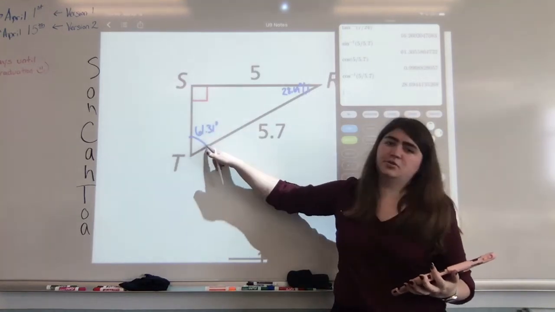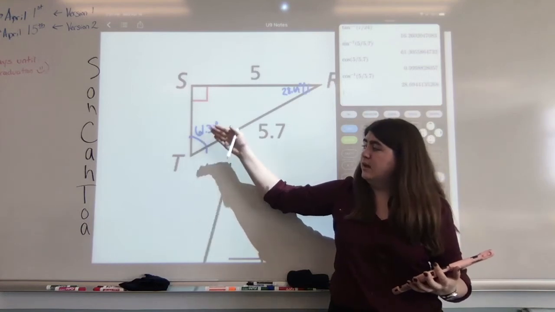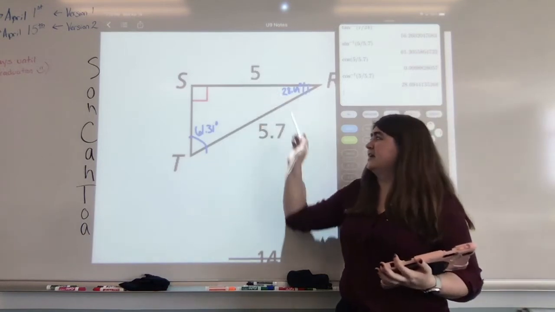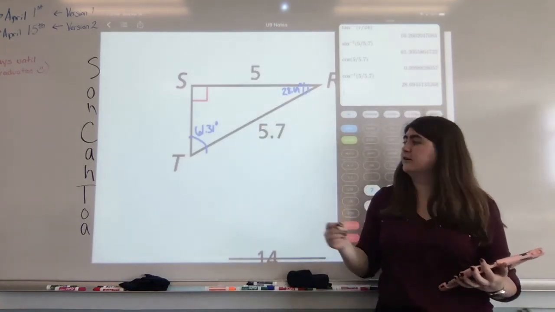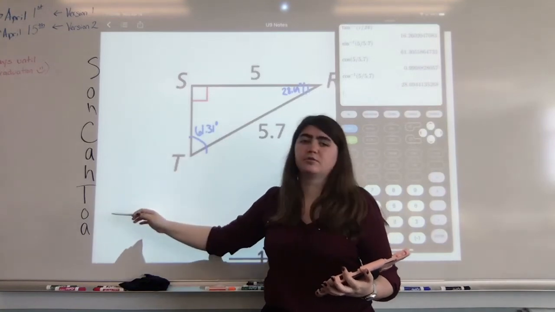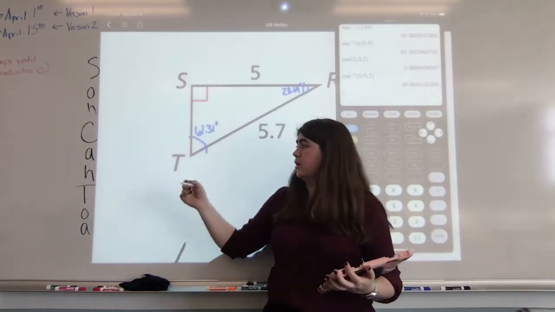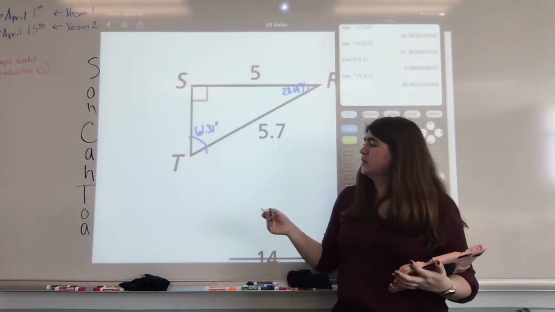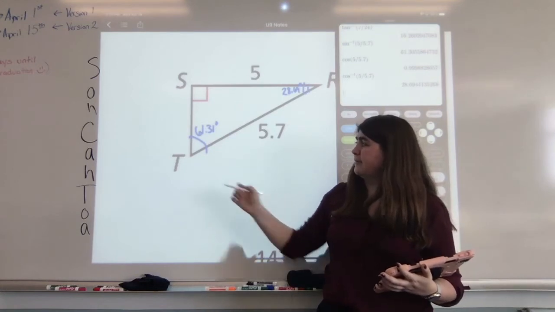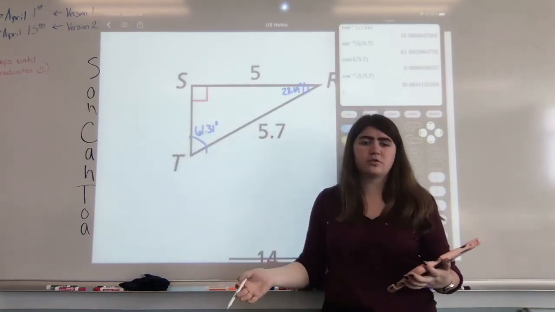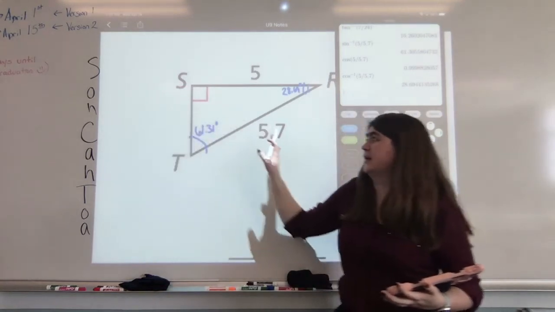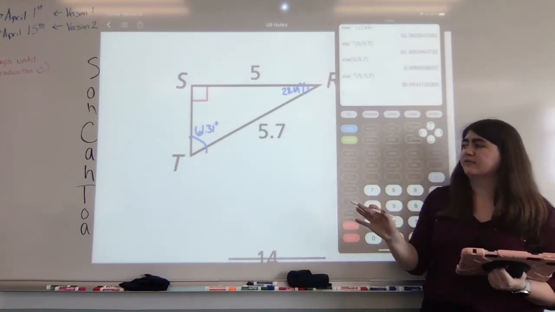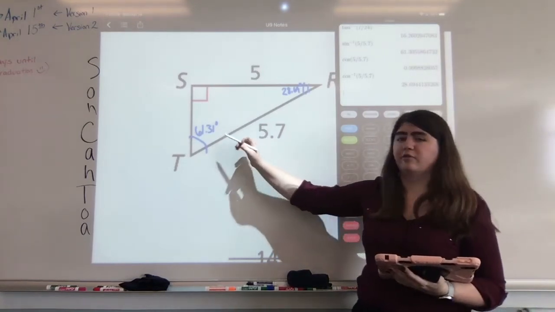ST is adjacent to angle T. That means that we need to use a function that has the adjacent side, and we know both the opposite and the hypotenuse. So it doesn't matter if you choose to use cosine or if you choose to use tangent. But you do need to be careful that you are using the right function with the correct sides. So if I choose to use tangent, then I would have opposite over adjacent. If I choose to use cosine, then I'd have adjacent over the hypotenuse. I'm just going to use cosine for this one, not the inverse, because we have the angle measure. We're solving for the side length.